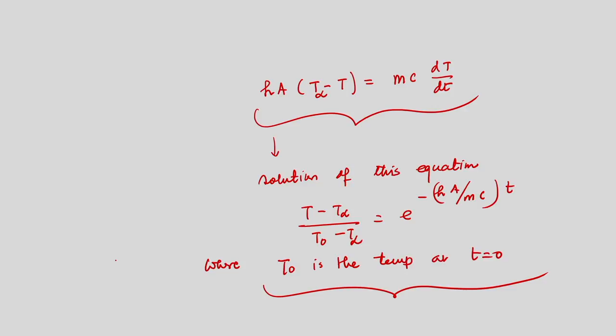If we recall, this h A by m c, we expressed by another term, say K. Now, what we can see from this expression is that for a particular material c is constant, the convective heat transfer coefficient will be constant, and the mass, if we fix the shape of the object, will be constant. So, we can increase or decrease the area, and that is what we established in the last class: the effect of area. If the object size is reduced, that is good for the system, which is what we derived in the last lecture.